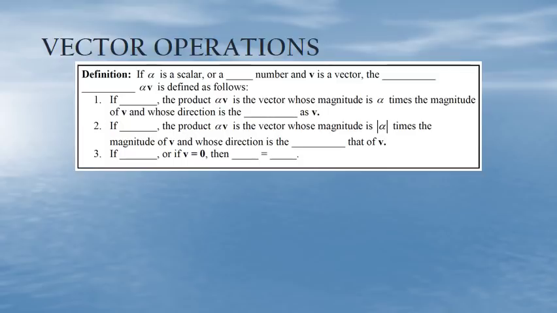So our definition is if alpha is a scalar or a real number. So in other words, what I just said there is that if I use the terminology scalar, all that I'm really talking about is a real number. And v is a vector, then the scalar product indicated by the multiplication of alpha and v is defined as follows.